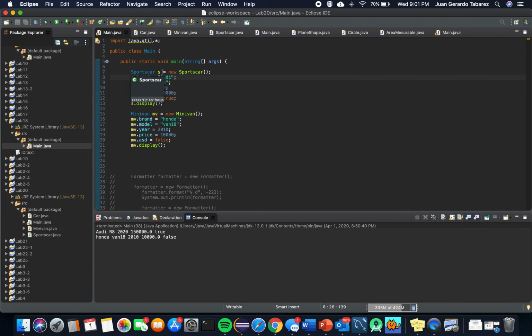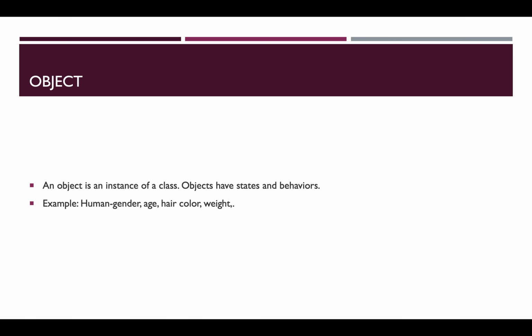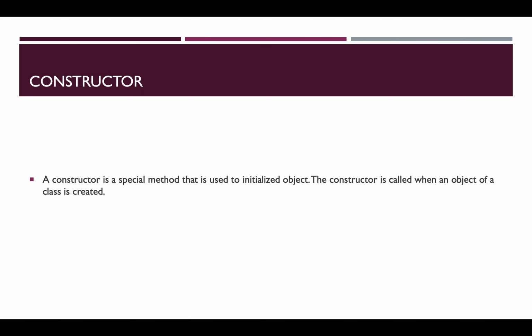We created our car object, which is the sport car. I'll get into it later on. It has the brand as Audi, the model as R8, the year is 2020, so it's brand new. The price is 150,100. It does have a spoiler, so that's true. So that's an object. It's fairly simple.